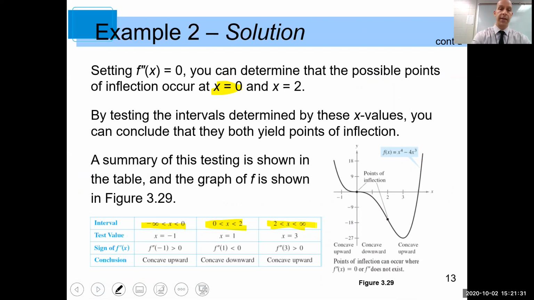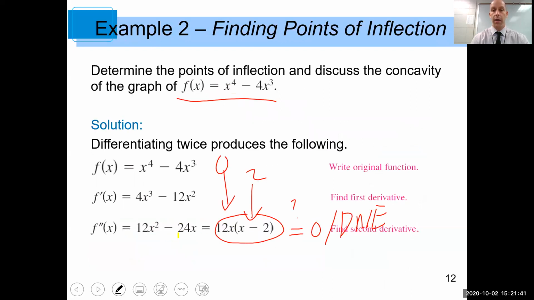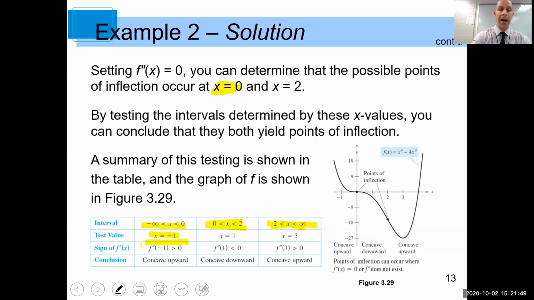So what's a number that's less than 0? Well, -1 might be a good one. And when you plug -1 into the second derivative, right here, you're going to get -12 times -3, which makes that positive. Second derivative is positive, so it's concave up there. If we pick a number between 0 and 2, like 1, it turns out that the second derivative is less than 0, so it's concave down there. And finally, if we plug a number that's between 2 and infinity, like 3, for example, it turns out that it's concave up.